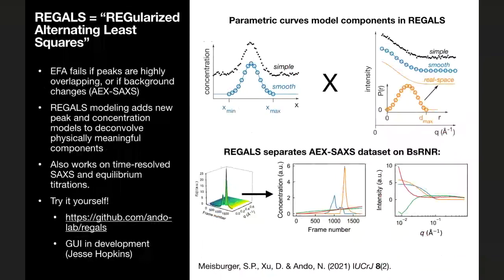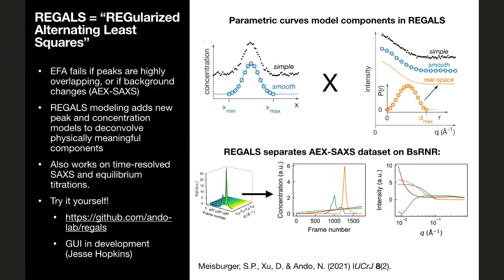Okay, and finally, I was going to talk about Regals. This is a method we came up with for analyzing chromatography-coupled SAXS data where you have a non-ideal situation. EFA can fail if the peaks are highly overlapping or if the background is changing, as in AEX-SAXS.